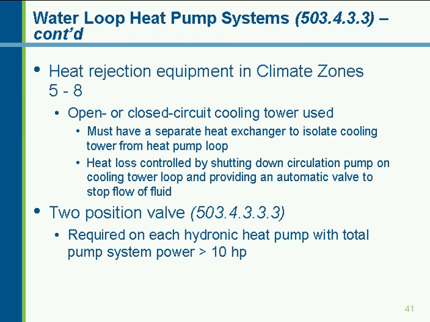In climate zones 5 through 8, if you've got either an open or closed-circuit cooling tower, you must have a separate heat exchanger to isolate the cooling tower from the heat pump loop, and the heat loss must be controlled by shutting down the circulation pump on the cooling tower loop and providing automatic valves to stop the flow of fluid. For the heat pump loop itself, for systems that have a total system pumping power greater than 10 horsepower, each of the heat pumps must include a two-way valve to isolate that heat pump and prevent flow through it when it's not running.